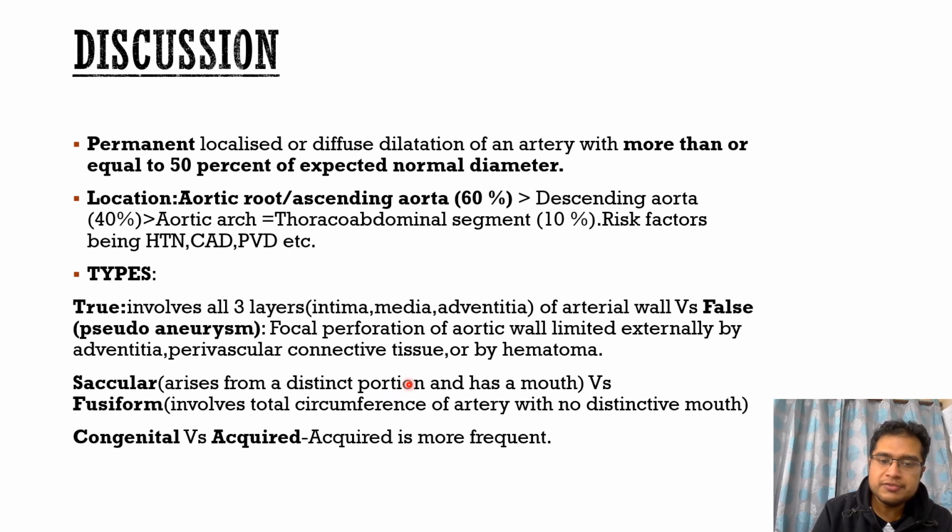Saccular aneurysm arises from a distinct portion and has a mouth, as in this particular case, while a fusiform aneurysm involves the total circumference of the artery with no distinctive mouth. Congenital versus acquired is more frequently seen.